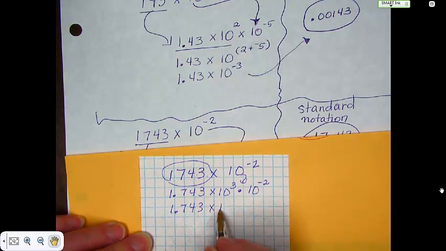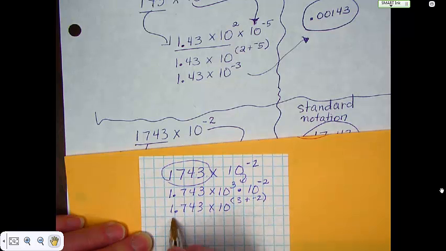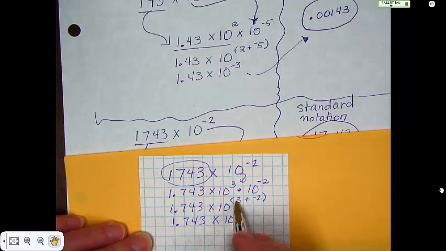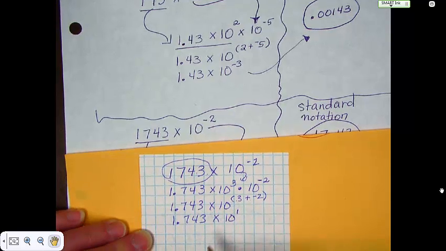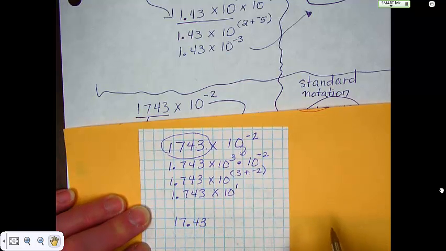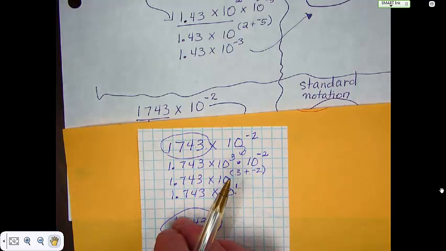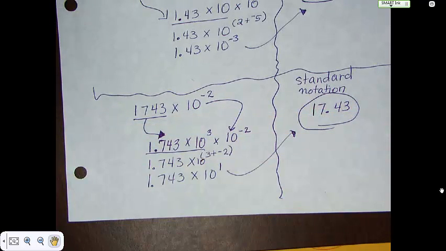1.743 times 10 to the 3 plus negative 2 power. 1.743 times 10 to the 3 plus negative 2 power is 1. So your standard notation then is 17.43, because all you're going to do is take it one place to the right because it's 10 to the first power. And there you go.